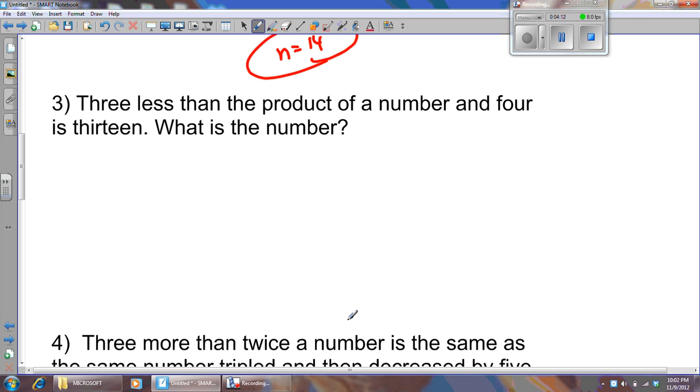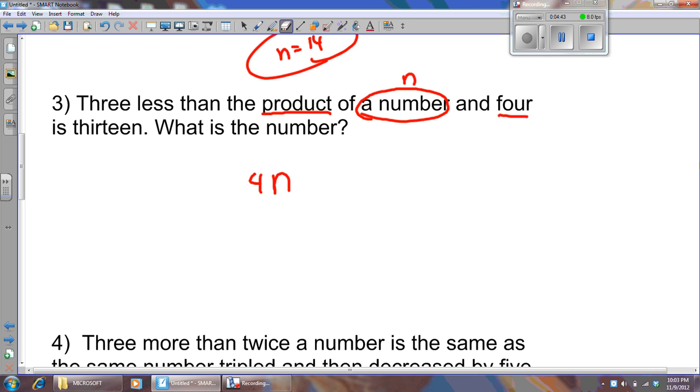3 less than the product of a number and 4 is 13. Well, again, I'm going to start with a number. I don't know the number, that's n. I need the product of a number and 4. Product is the answer to a multiplication problem. What two things are going to multiply together? n and 4. So I need a 4n, or some of you might be writing n times 4, and again, that's totally okay.